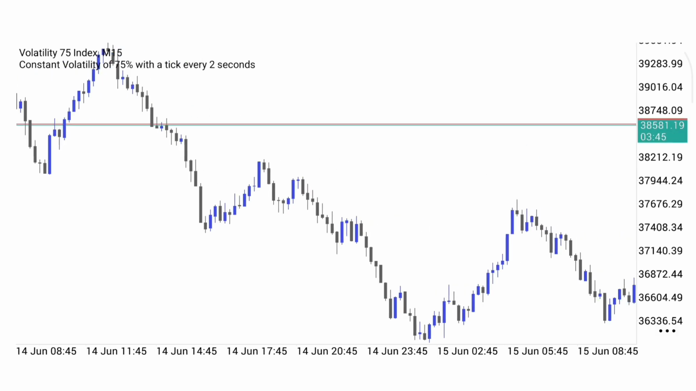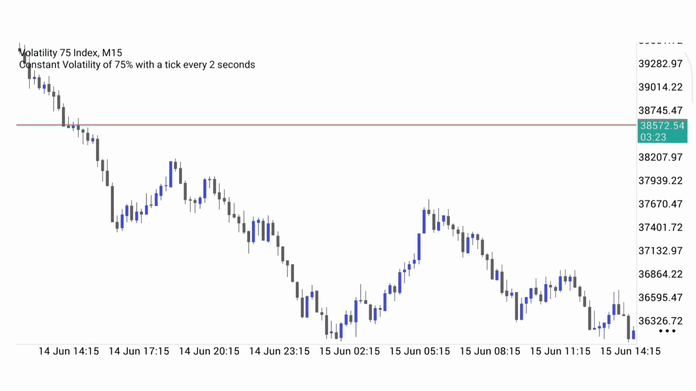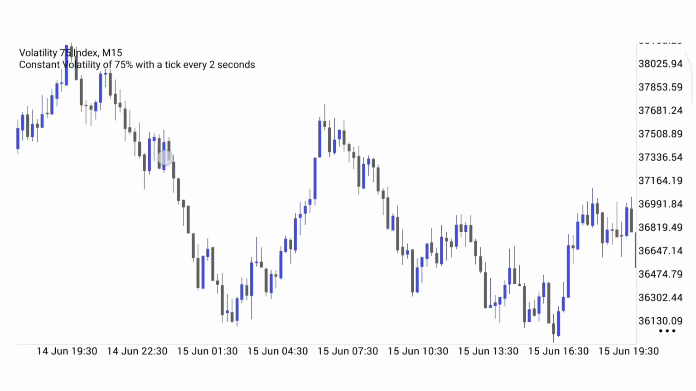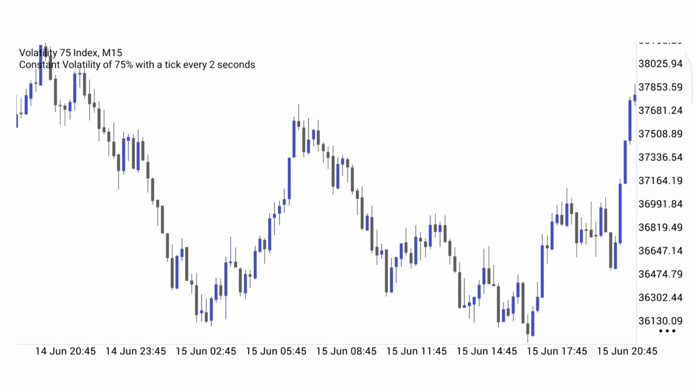Now, I'm going to be teaching you guys a trading strategy that I know is going to help you to grow a $50 account on Volatility 75 alone. And the reason why I'm going to be teaching you this is because I have found a trading strategy that is working for Volatility 75, and I'm going to reveal that strategy to you guys in this video.